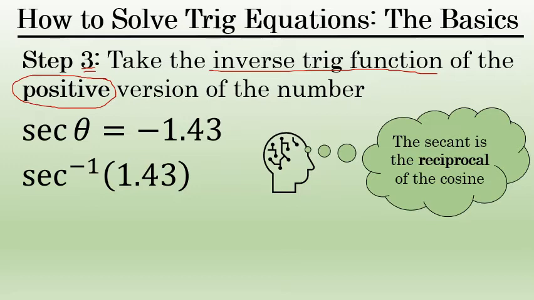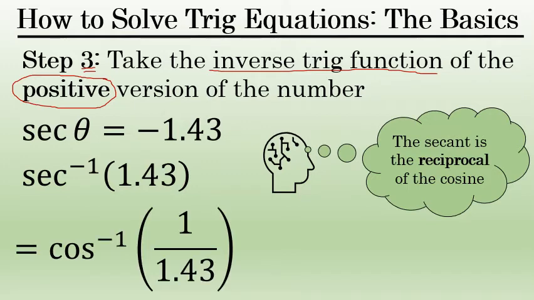is the reciprocal of the cosine. So I can actually use the inverse cosine to find this solution. The way that I do that is I'll do the inverse cosine of the reciprocal of the number. Inverse secant of 1.43 is exactly the same thing as the inverse cosine of the reciprocal of 1.43. So what I'll type into my calculator is inverse cosine of 1 over 1.43. This will be irrational, but I'll round it off to the nearest tenth, and it's 45.6 degrees.